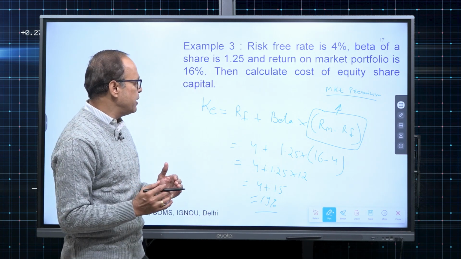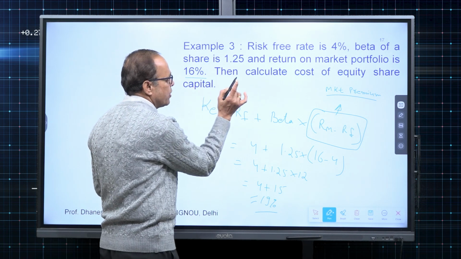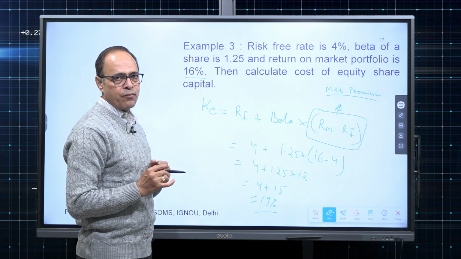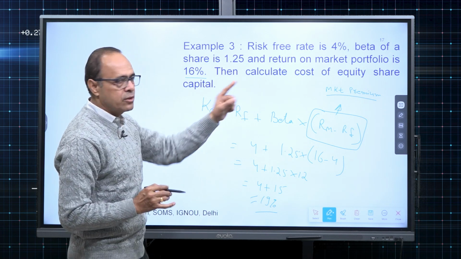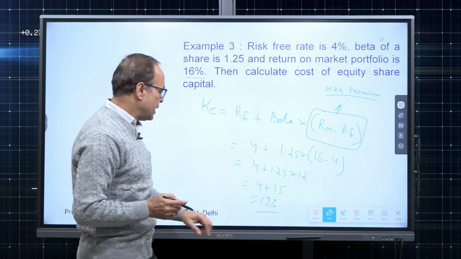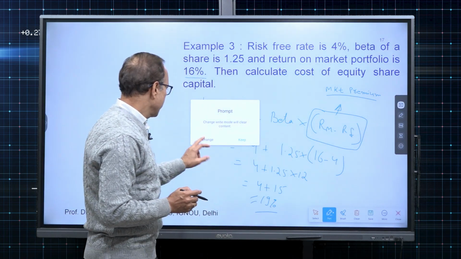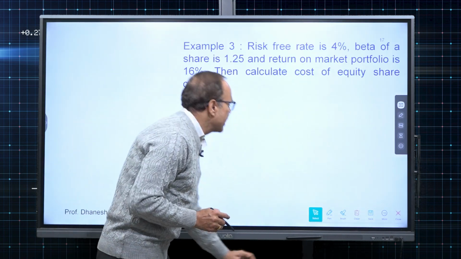So, always remember, in the question we are given 16% as the return on market portfolio, and we have directly applied the formula because RM means return on market portfolio. However, same numerical I can give you like this.